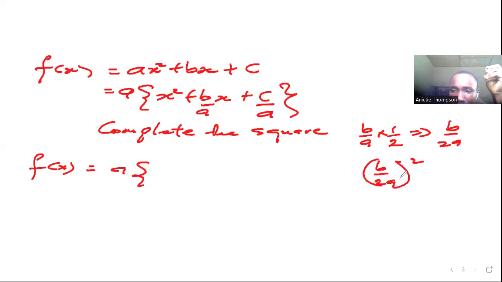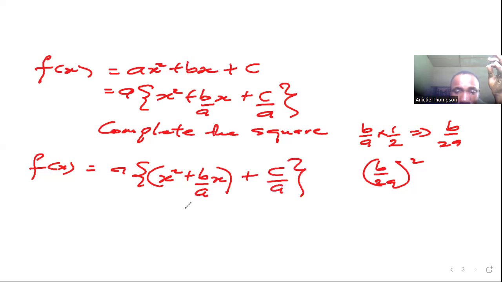Now, I'm going to add this result to the expression in the bracket. But before then, I'm going to separate the x expression from the constant expression with a parenthesis. I will write this like this: x squared plus b over a x, then plus c over a. I've not really done anything. So I want to add and subtract this result here.